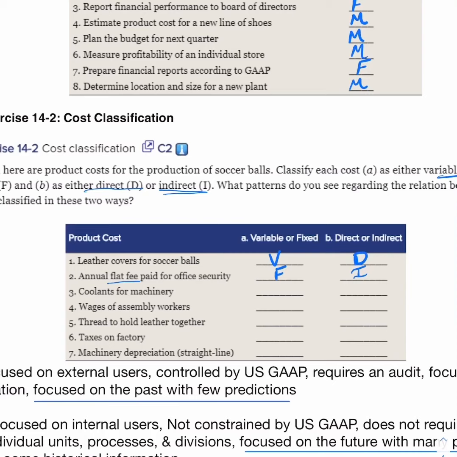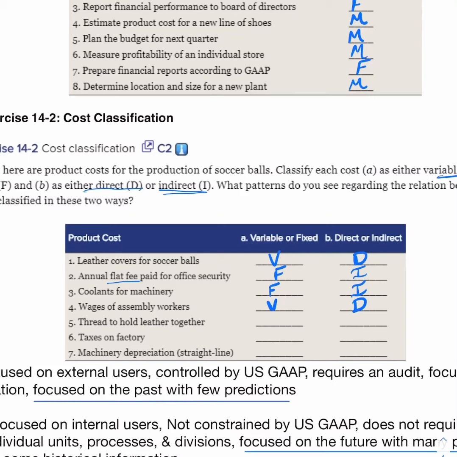Next, we have coolants for machinery. Assuming we maintain these on some kind of cycle and there's not a whole lot of variation, this is going to be a fixed cost. This is also indirect, as there's no way to assign that cost of coolant to each individual soccer ball, at least not cost effectively. Next, wages of assembly workers. This is definitely variable, as the more time they work, the more they get paid. However, this is directly traceable to that product, so this is a direct cost.